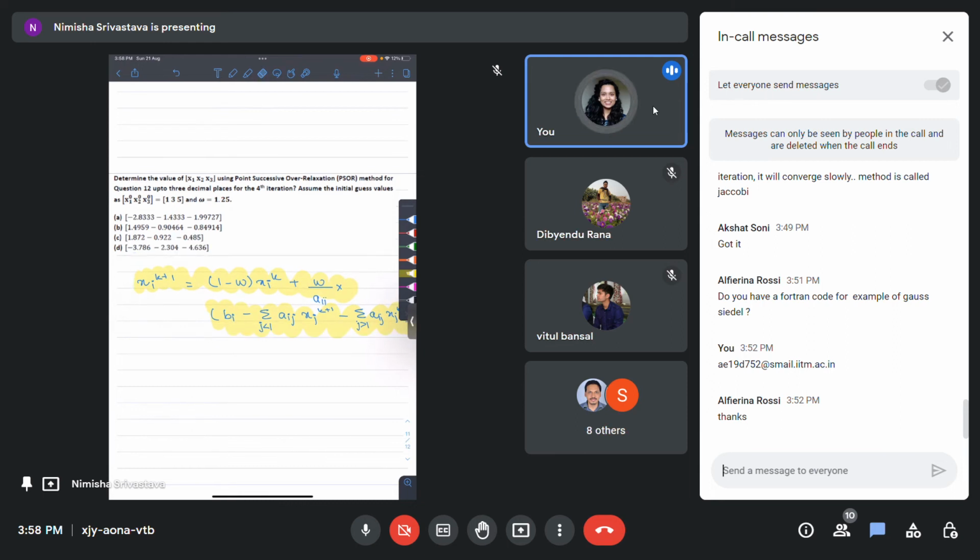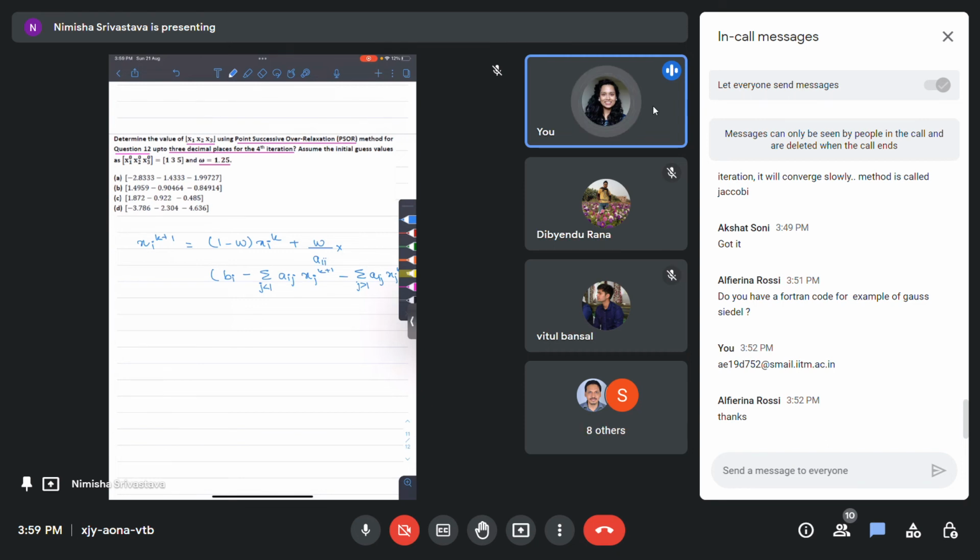Okay, so let's read the question first. Determine the value of x1, x2, x3 using the point successive over relaxation method for question 12, the same matrix that we have over here, up to 3 decimal places for the 4th iteration. We'll not go that far, but we'll just do the equation. Omega is 1.25.